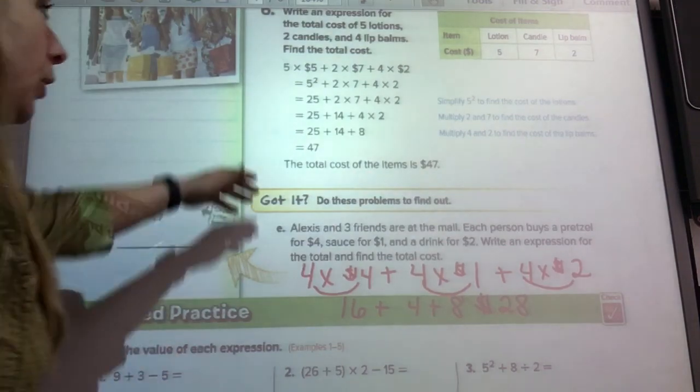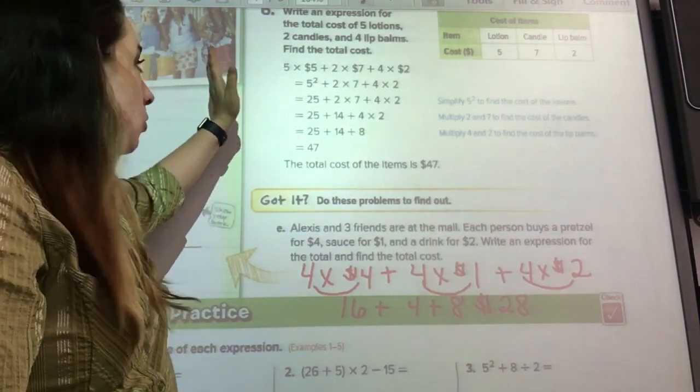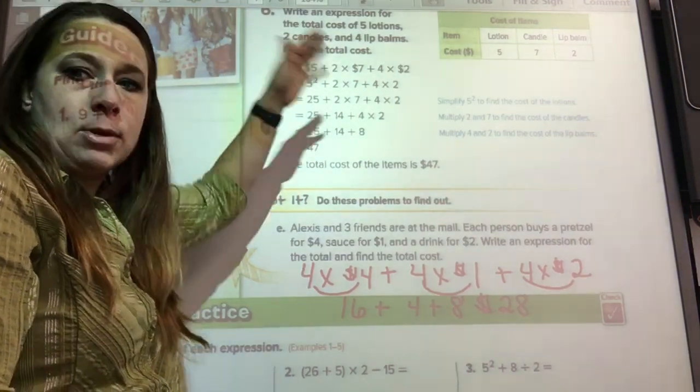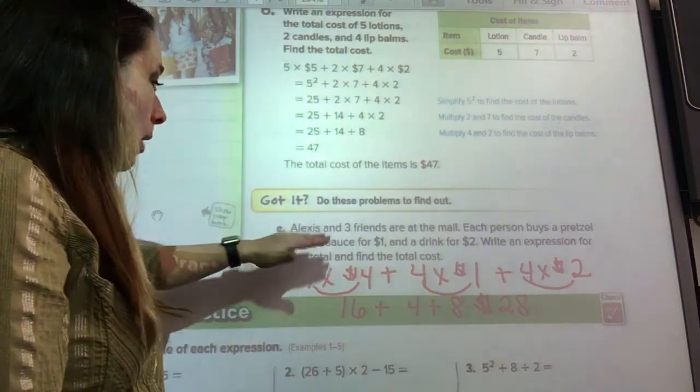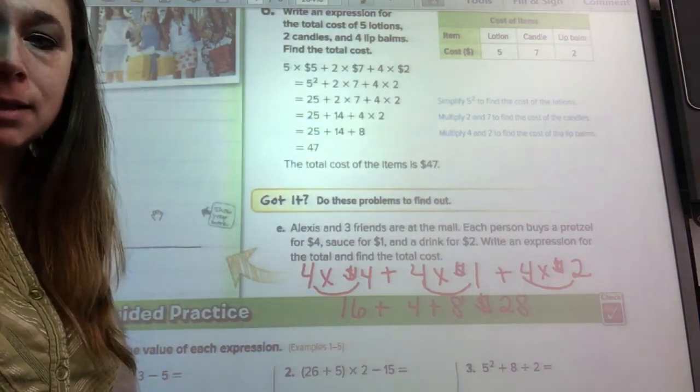Okay, I wouldn't have written all these steps out. This is a lot of steps to write for that answer. You know you have to multiply how many times the money, and add those values together. So I would have written it this way and saved myself a lot of work. All right, we're going to do guided practice coming up next.